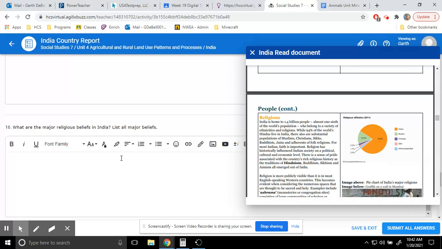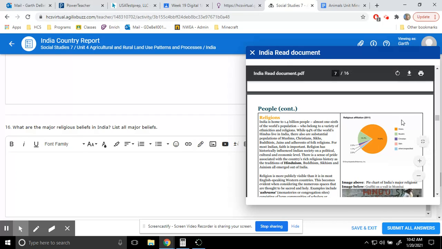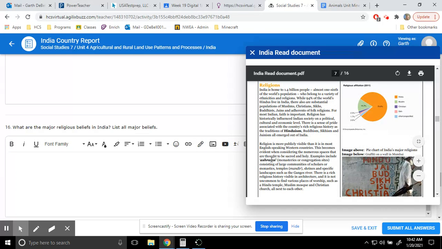That's not what I want to know. I want to know all the religions found in India. So it means you need to list these out. That doesn't mean come here, copy and paste it in, right? I want you to read it, process it, and then type it out, right? It's not that hard.